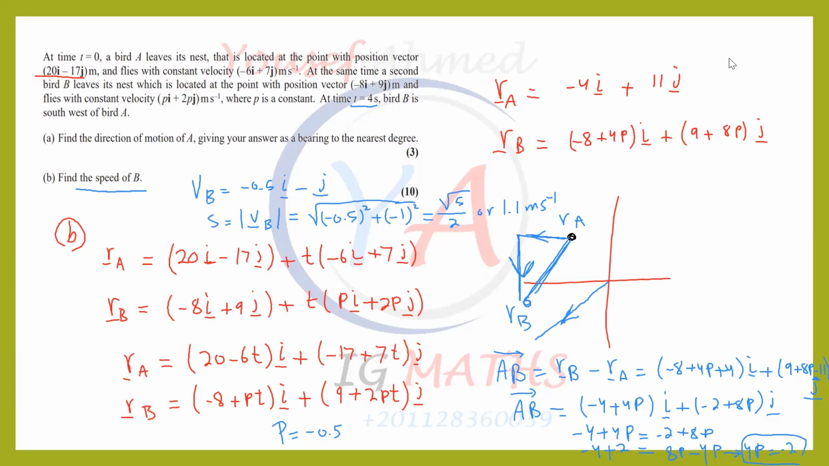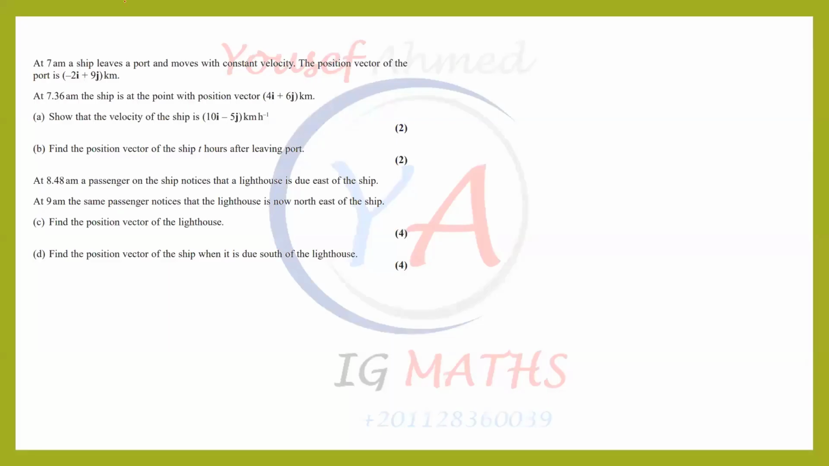Let's move to one more question. At 7 a.m., it's mentioned here, at 7 a.m., a ship leaves a port and moves with constant velocity. The position vector of the port is negative 2i plus 9j. So the initial position vector is negative 2i plus 9j. At 7:36 a.m., the ship is at the point with position vector 4i plus 6j kilometers. So now we have time and we have the final position vector. We need to find the velocity.